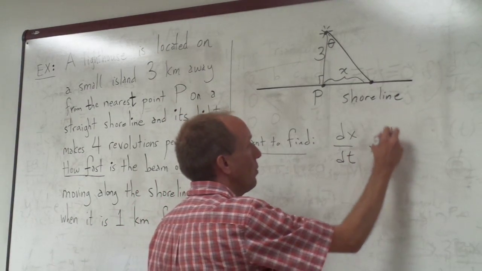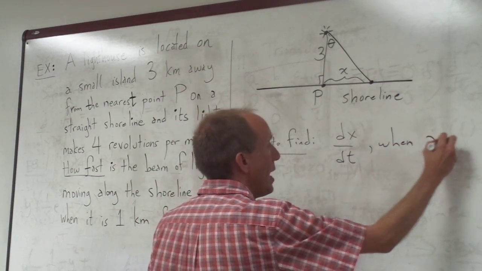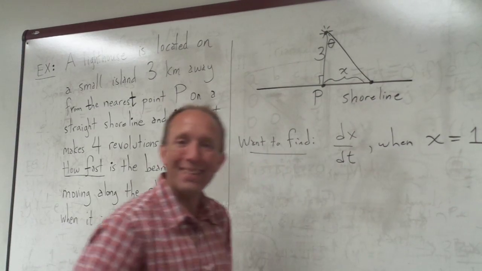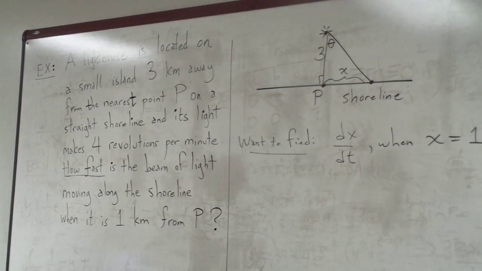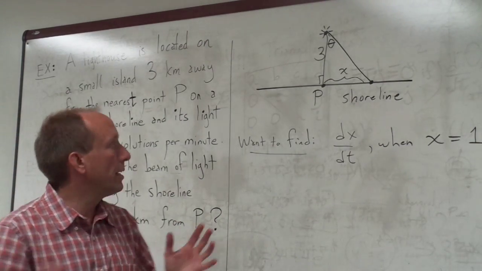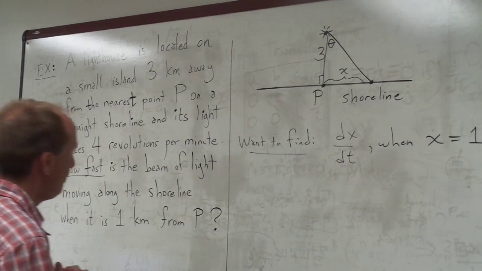And we want to find it when what? When x is equal to 1, right? The distance should be 1 at that time. Great. Okay. So what are some of the things that are given here that we do know?